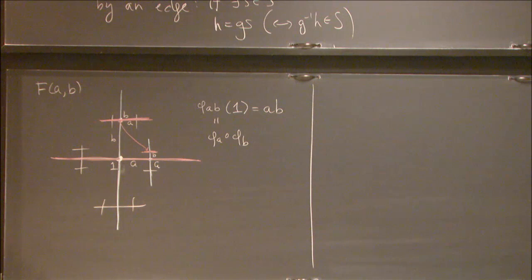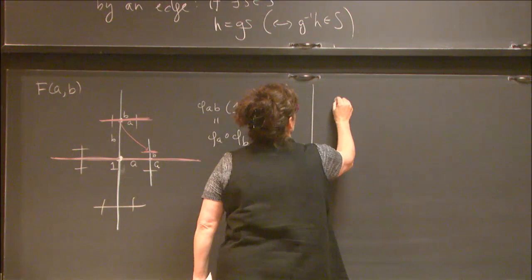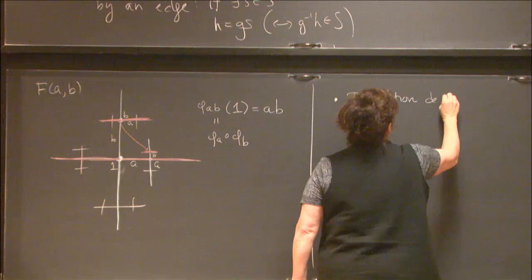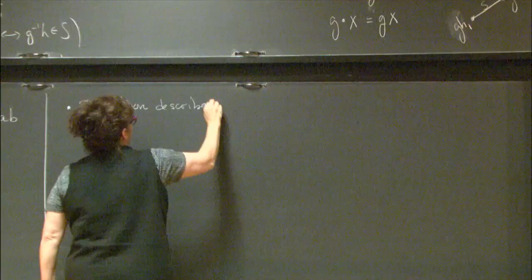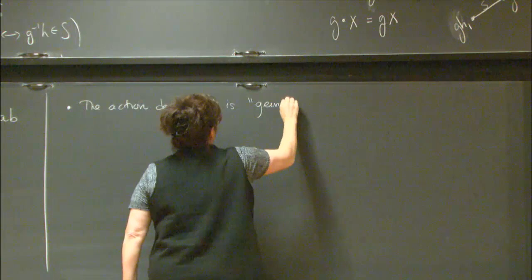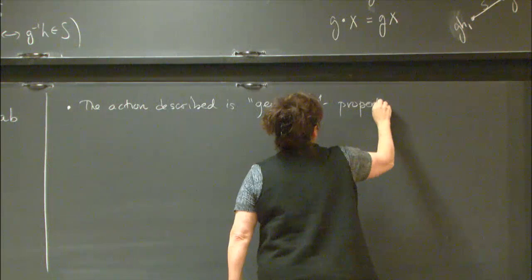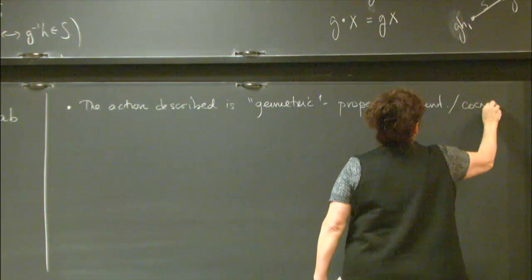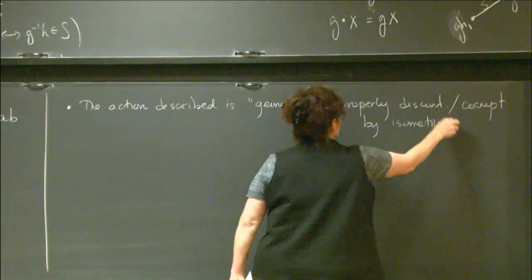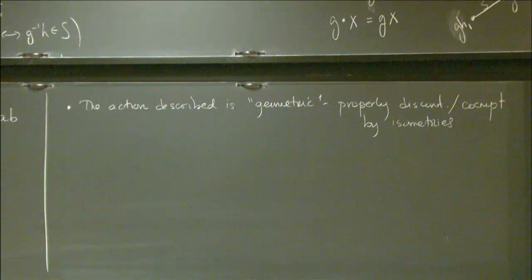All right, and I wanted to say one more thing about this that I meant to put up there, but I'll say it right here, and that is that the action described is geometric, meaning it's properly discontinuous and co-compact, and of course by isometries. We said each element acts like an isometry of this graph. The quotient is a finite graph, and the action is properly discontinuous.